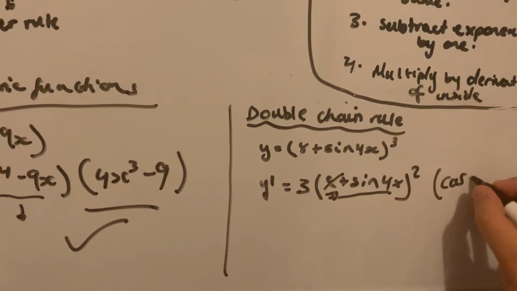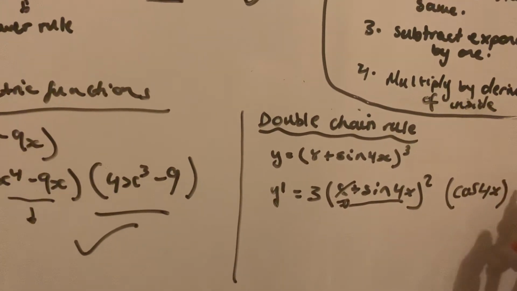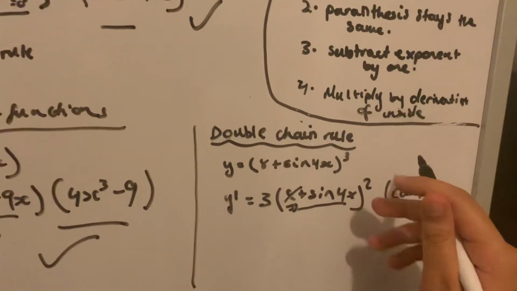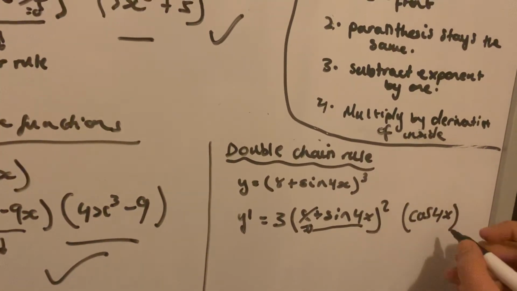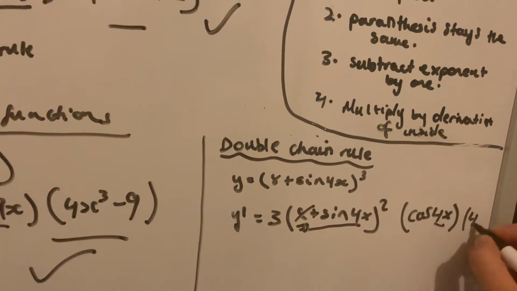And now you still have to go further. So you have to find the derivative of 4x, which gives you 4.